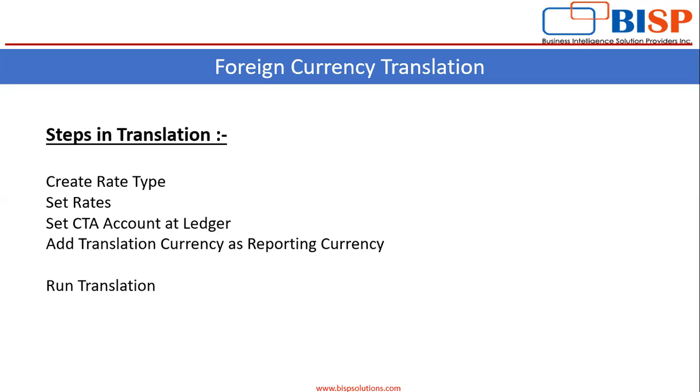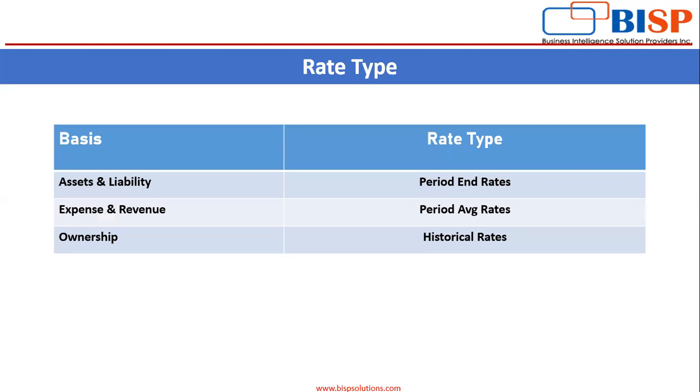Before running the translation process, you have to create the rate type and then set the rates, and then at the specified ledger level you have to provide the cumulative translation adjustment account, and then you have to create the reporting currency ledger. That means you have to create a reporting currency in which you need to translate the balances, and then on the basis of those setups you run the translation process in the Oracle Fusion application.